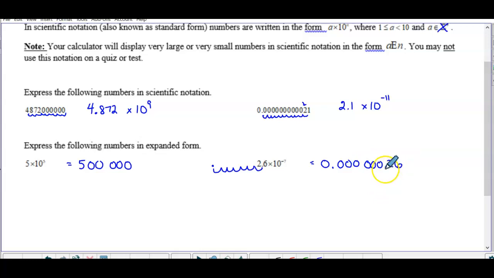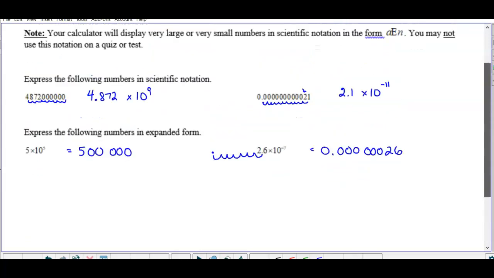And just check, right? 1, 2, 3, 4, 5, 6, 7. Sometimes you might miss a 0 for some reason. Okay.